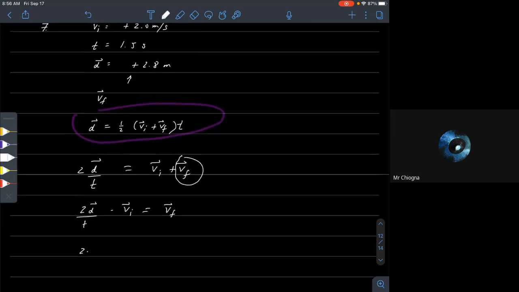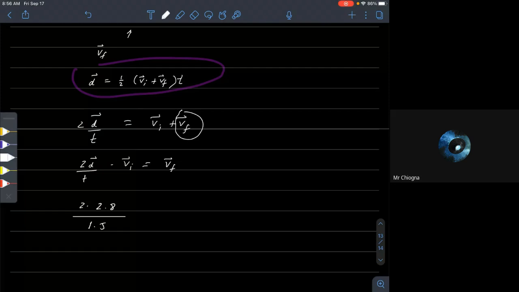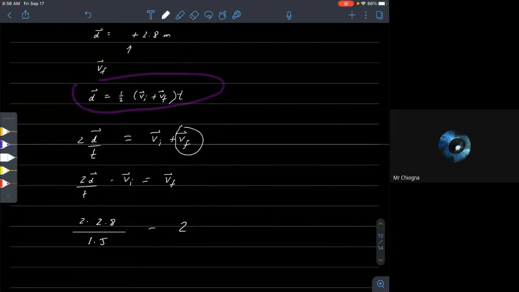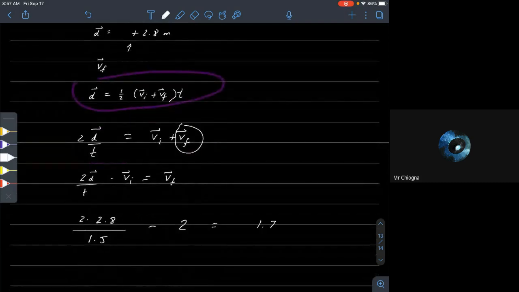So you can just plug in your values. You've got D is 2.8, and your time is 1.5, and your initial velocity is 2. So what's this? 5.6 divided by 1.5. I don't know. 3.5, 1.5. Yeah. So I said 1.5, it's actually 1.7. And it's positive, so it's still moving up. Positive means it's still moving up. It hasn't turned around yet.